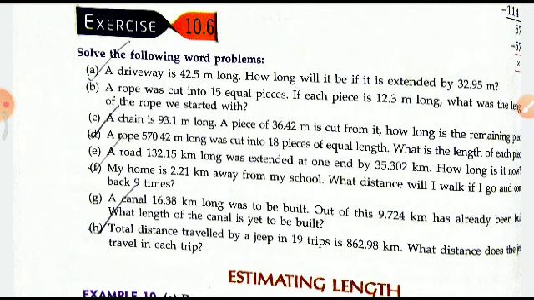A rope was cut into 15 equal parts. If each part was given, what was the length of the rope? So here we have to find the original length. Each part is given, so we will be multiplying here, and similarly we will be doing the others, right?